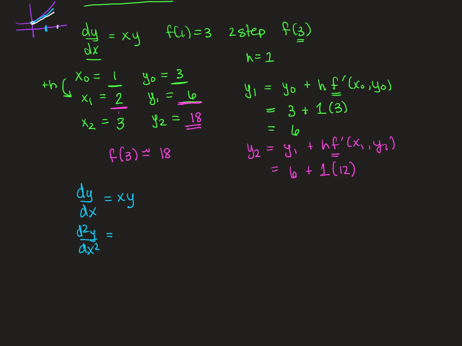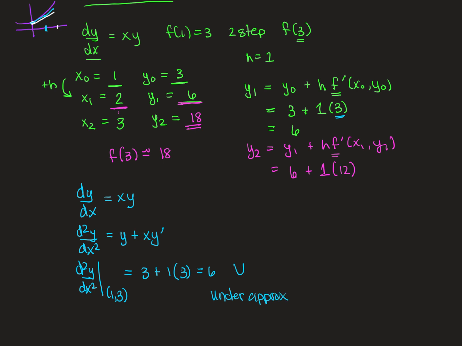So the derivative of x is 1, and then xy prime, and we want to find the second derivative at (1, 3), which was our initial condition. So y was 3, x was 1, and we already calculated y prime to be 3 for the first step. So this is going to be 6. Since that's concave up, we know that this is going to be an under approximation.